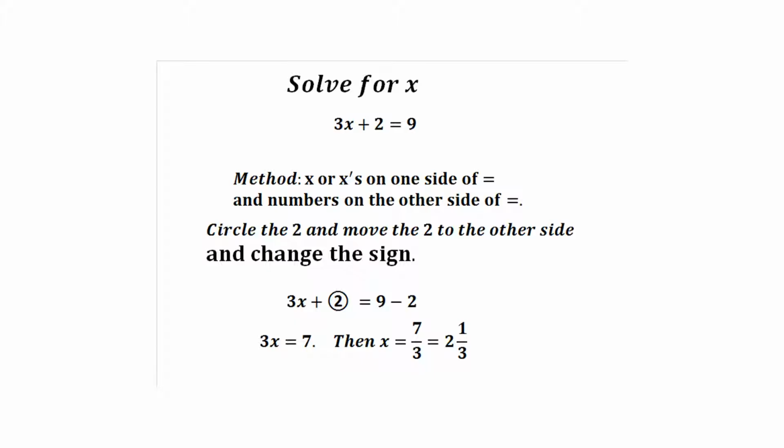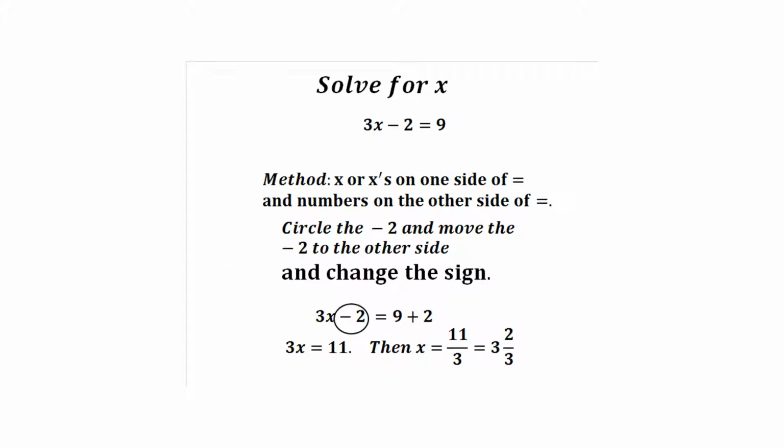So now we have our new equation. 3x is equal to 7. Divide both sides by 3. X is 7 over 3, an improper fraction. 3 goes into 7 2 times. You got 1 left, so it's 2 1/3. X equals 2 1/3. In this equation, we have 3x minus 2 equals 9.